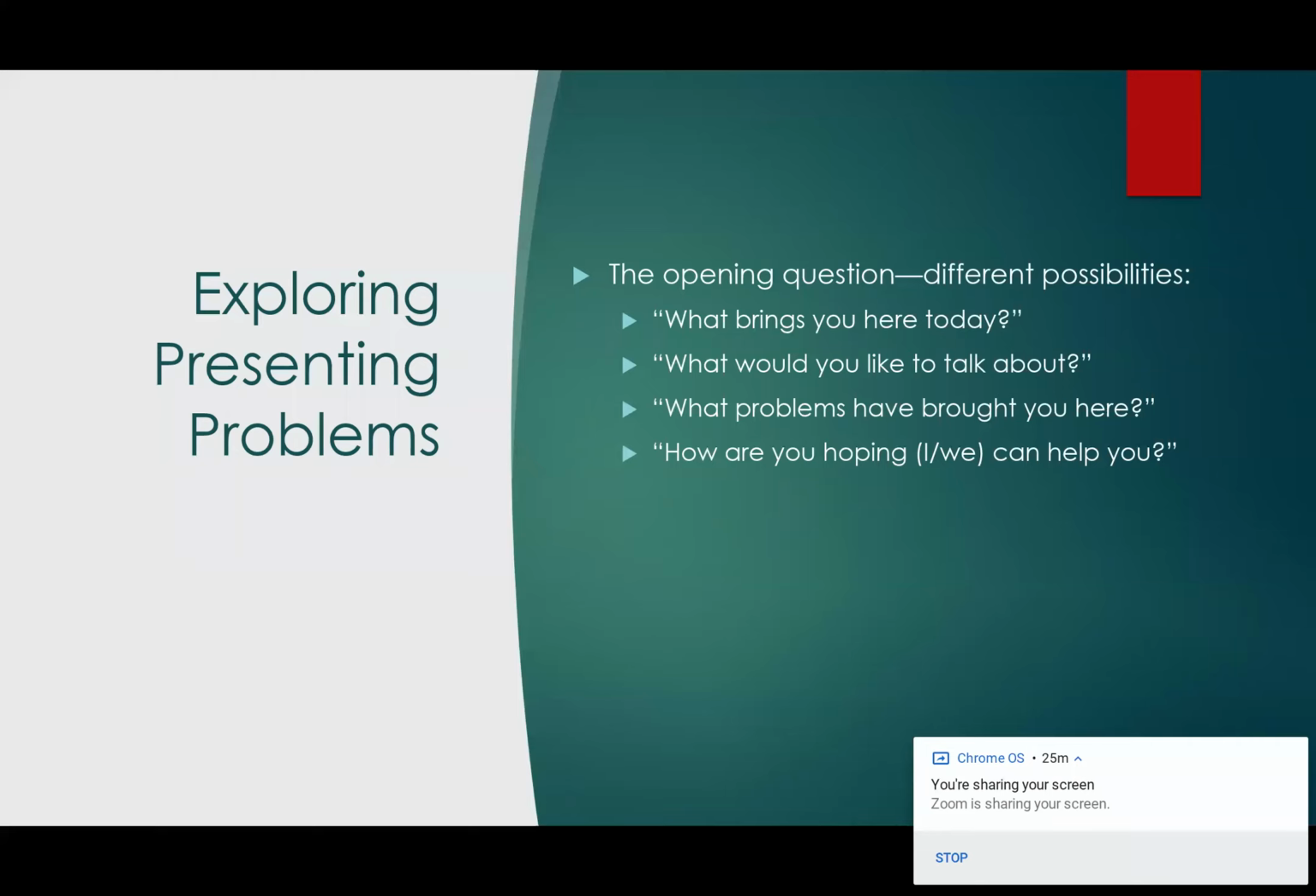Yeah, so we want to make sure that the patient is able to describe why they're there in their own words, because sometimes, let's say that the patient agrees to allow their therapist to make the referral, and the therapist kind of puts their own spin on why they need a higher level of care or what have you, and it gets lost from really what the patient thinks the problem is. So asking questions like, what brings you here today? What would you like to talk about? What problems have brought you here? Or how are you hoping the program can help?